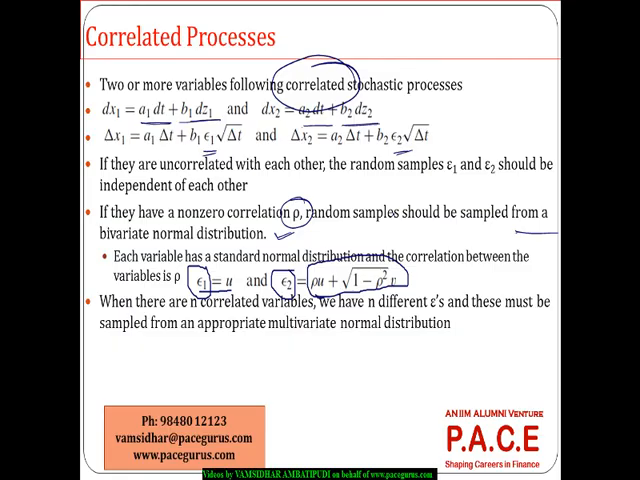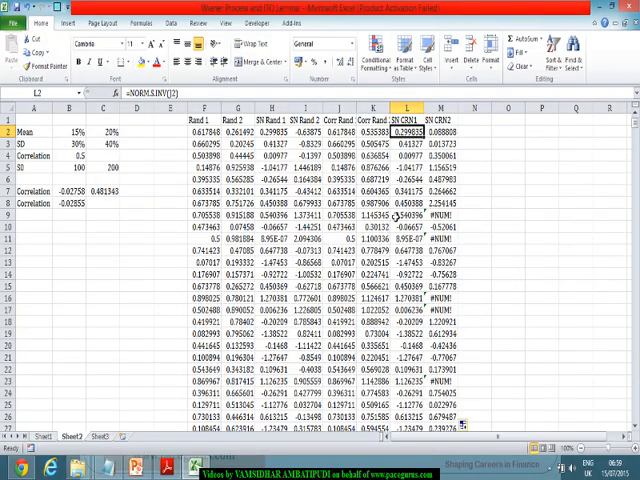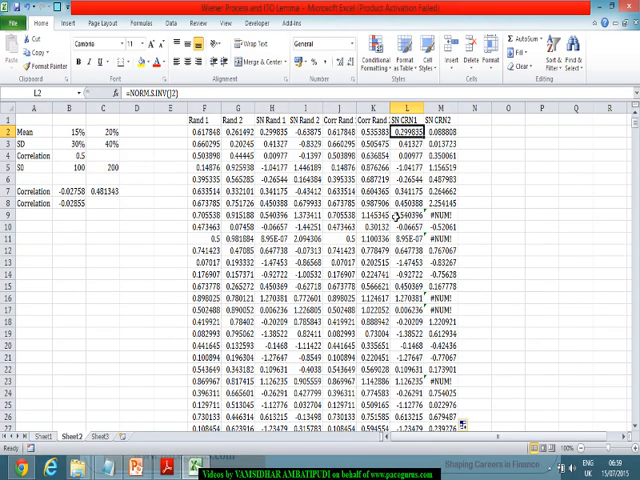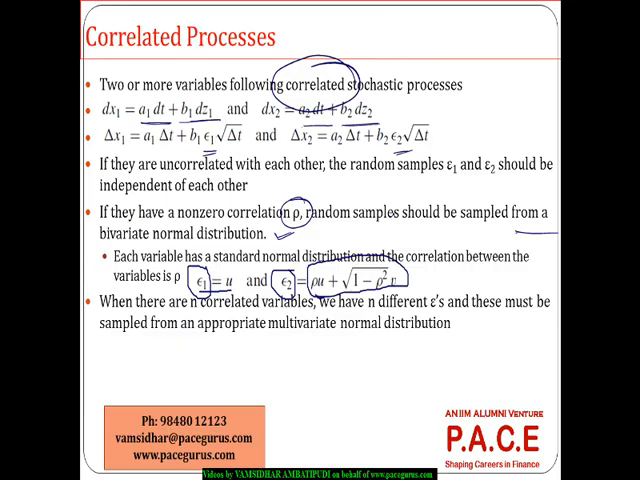And even if we have n number of correlated variables, we have different epsilons, which means each one is sampled from an appropriate multivariate normal distribution. So like this we generate and use these numbers for the generation of delta x1 and delta x2, which will generate the new prices for the portfolio. So this is how the Monte Carlo simulation can be used with respect to correlated processes.